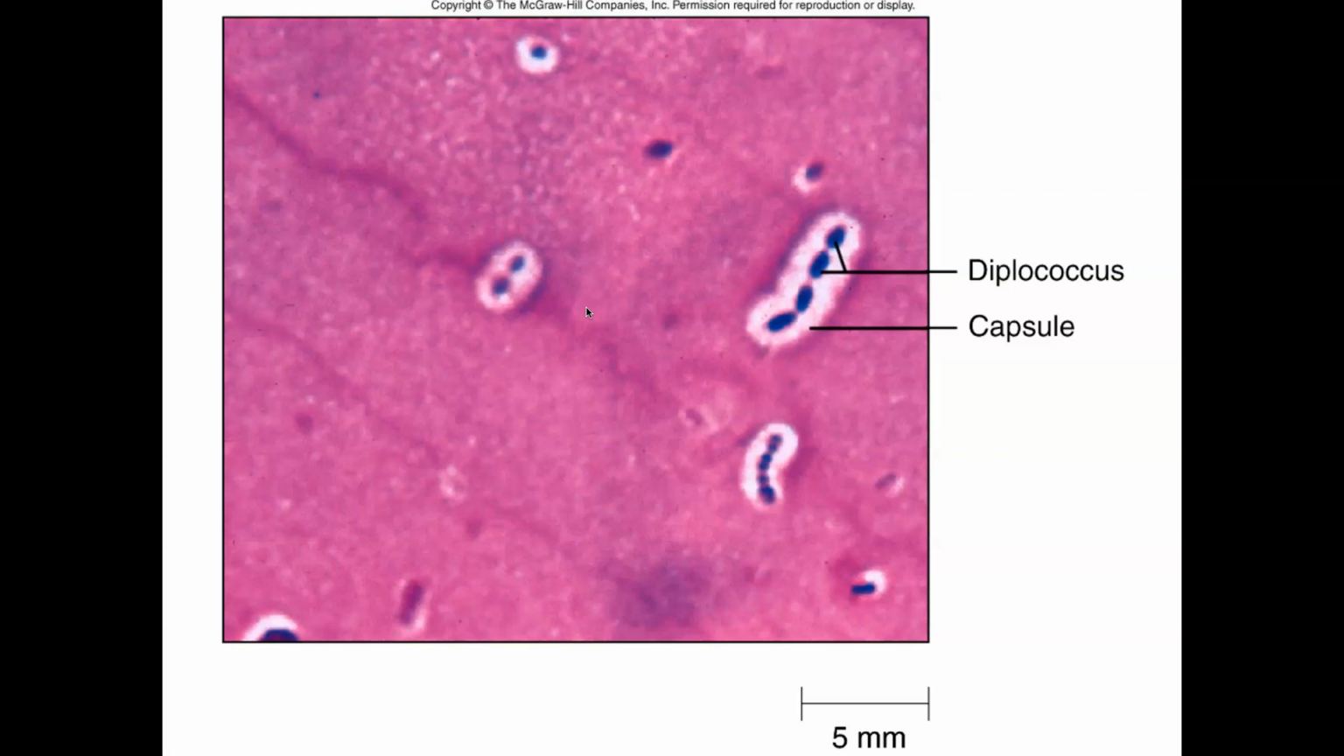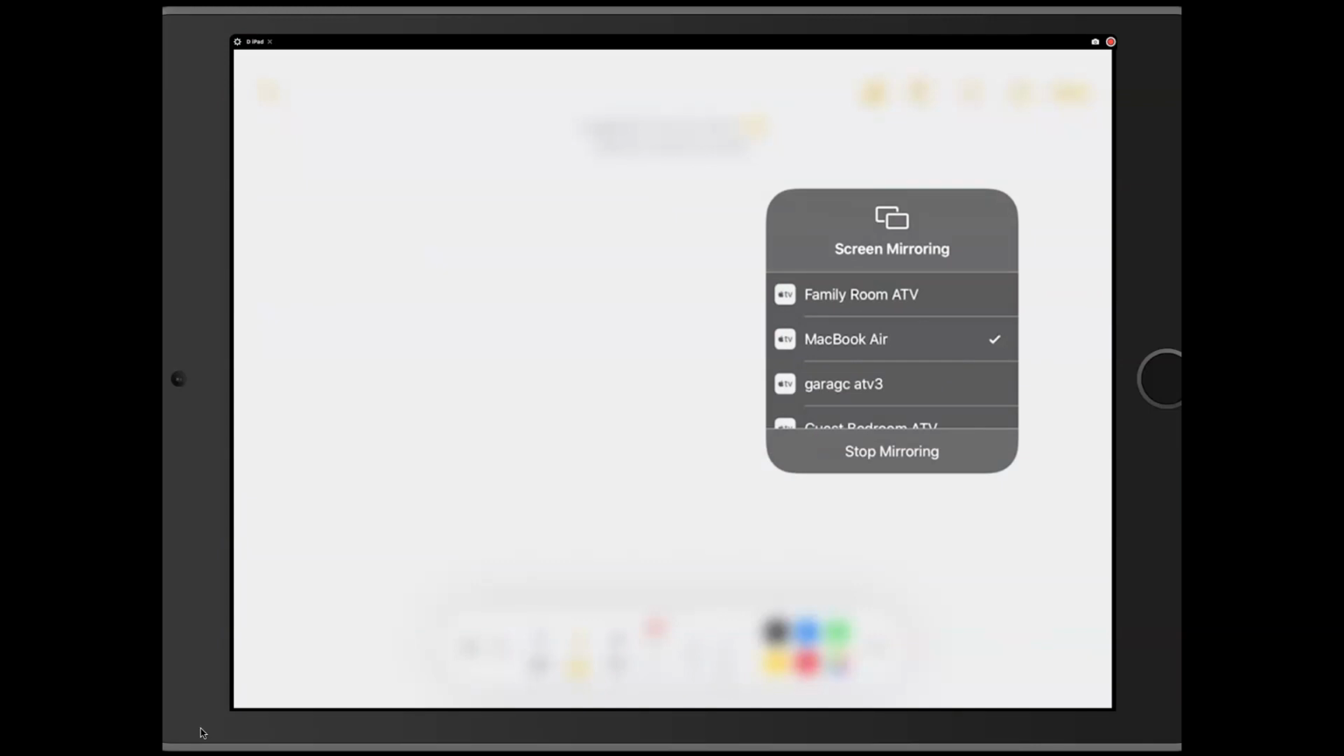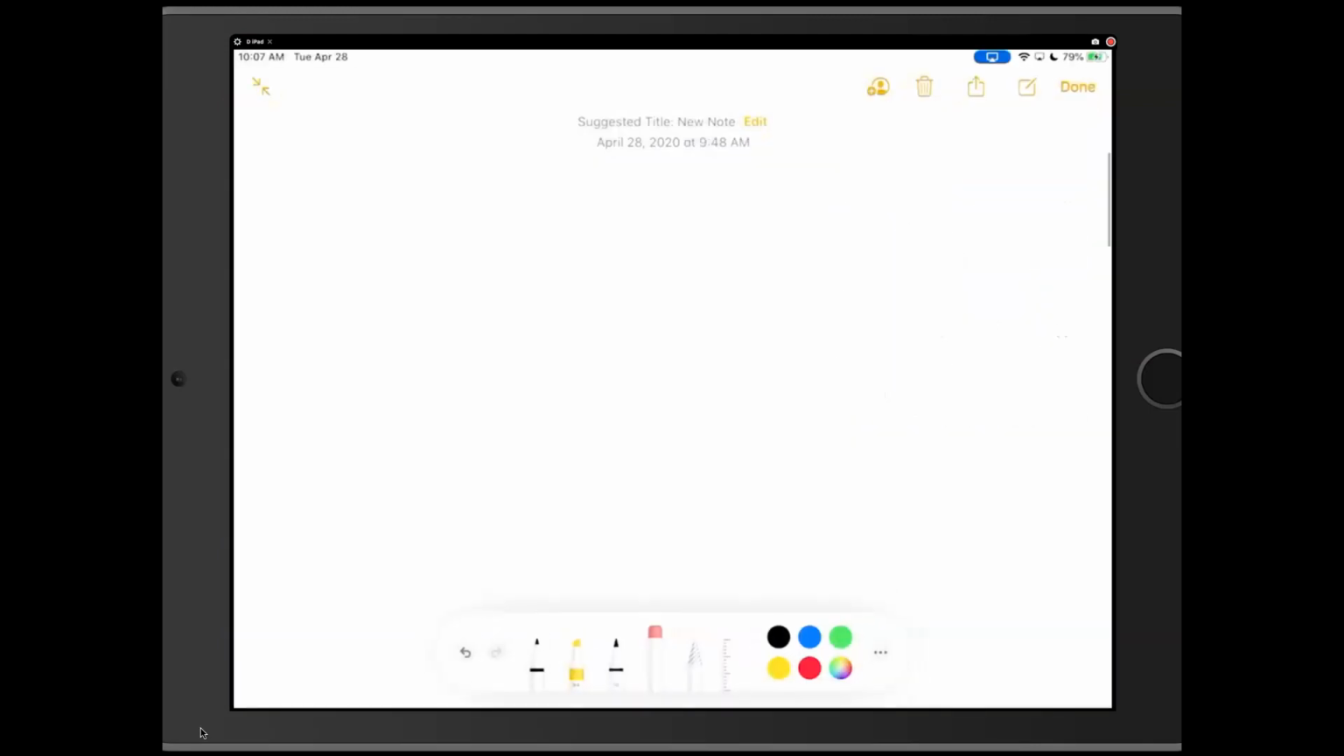And so what I want to do is show you one of the ways that microorganisms actually evade phagocytosis. Okay, so let's take a look. All right, here we go.